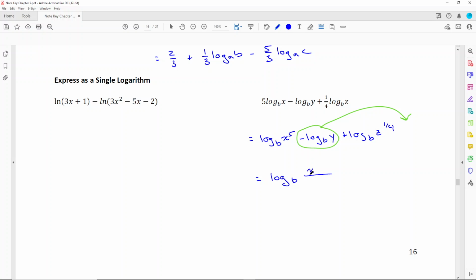So this is going to be x to the 5. Now it's subtracting log to base b of y, so it's going to divide by the y. And then it's adding log to base b of z to the 1/4, so z to the quarter. So z to the quarter is going to go on top.